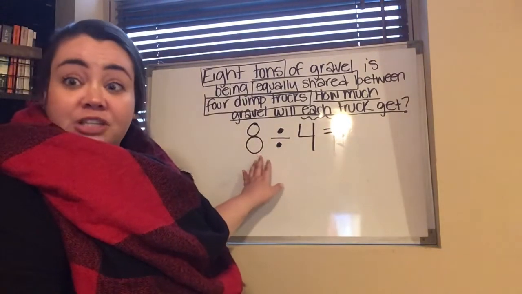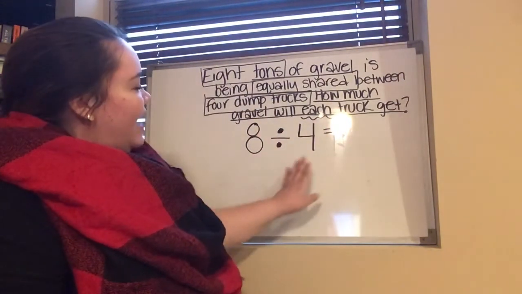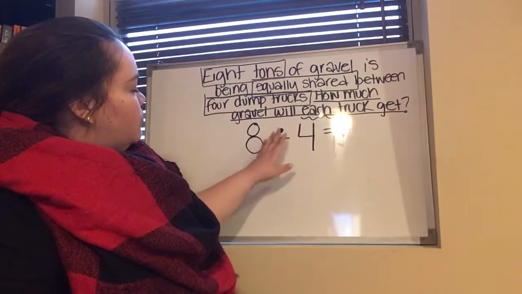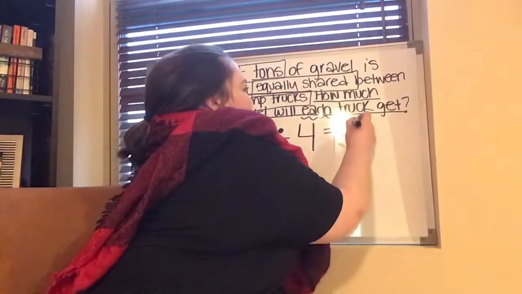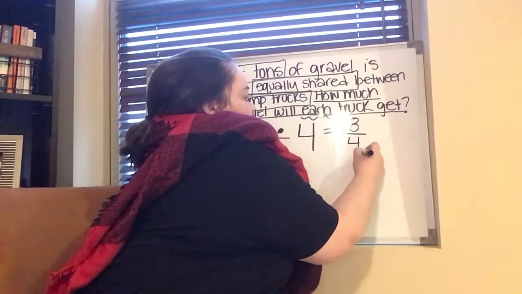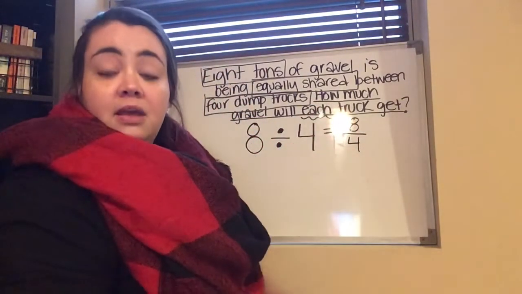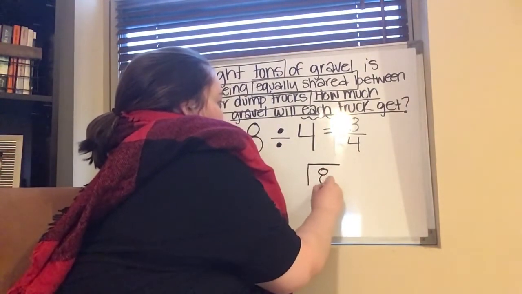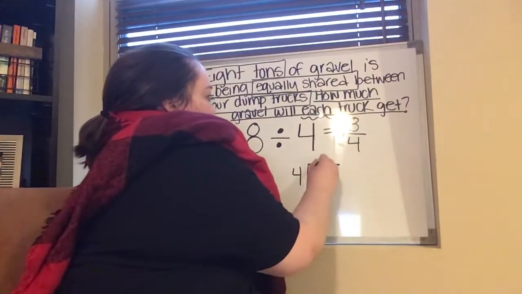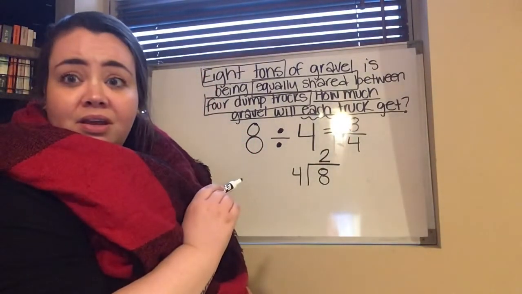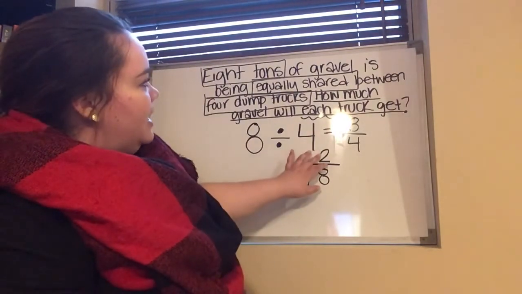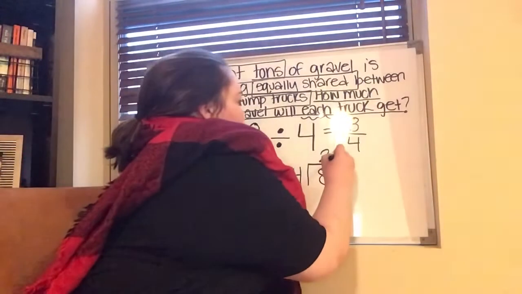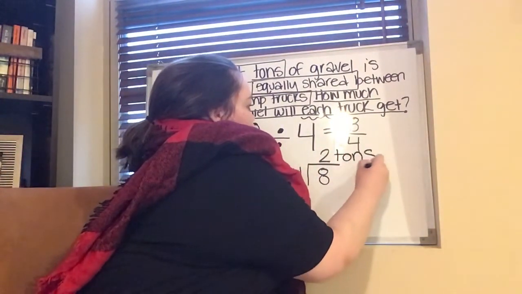Now this is pretty simple to solve, and I want you to think about how this would look as a fraction, because that's what we've been looking for the last few days, is a pattern. Some of you have noticed that we could rewrite 8 divided by 4 as 8 over 4, which is the same thing as 8 divided by 4. Most of us should know that. It's a basic fact, but we could also divide like this. 8 divided by 4 is going to give me 2. Let's go back to our question to determine what that 2 means. How much gravel will each truck get? Each truck is going to get 2 tons of gravel.